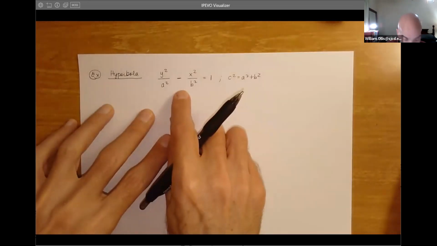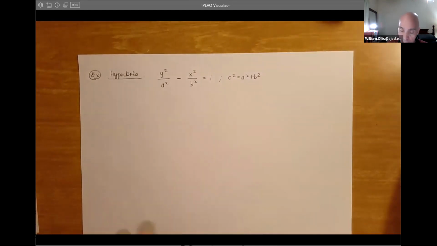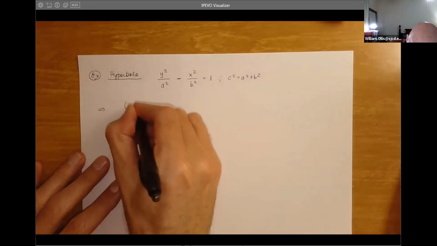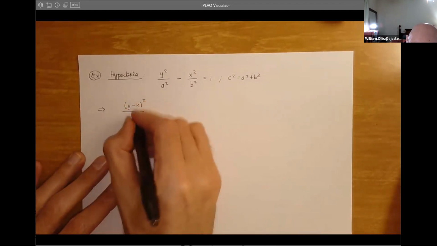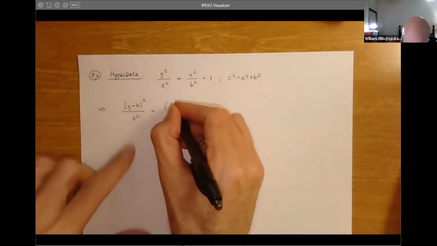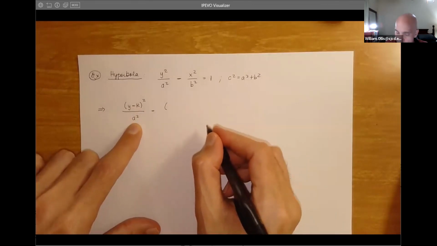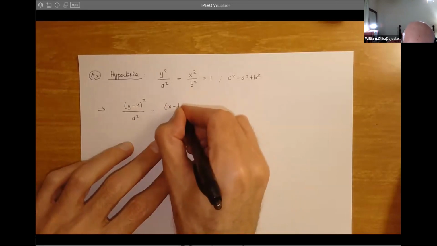Okay, that's the standard. And then, of course, if you wanted, you could translate. Let's translate the axes. Then we could say y minus k, do a translation of axes, over a squared minus, remember, the a squared is always associated with the positive term. Again, the convention from conic sections.